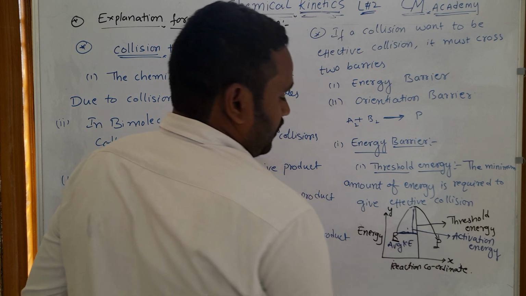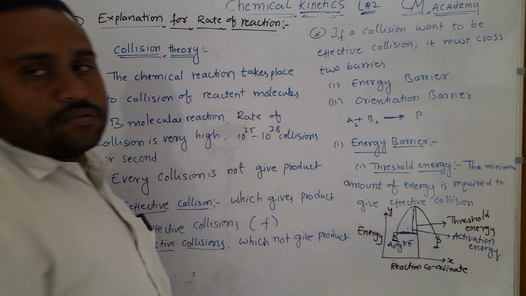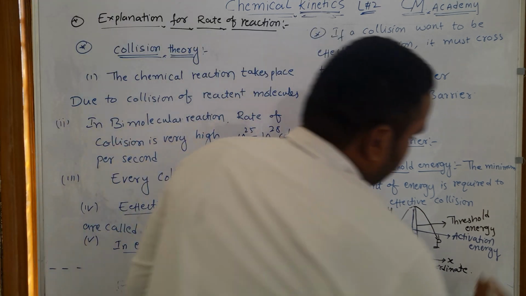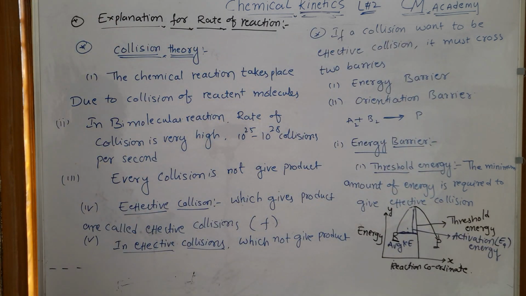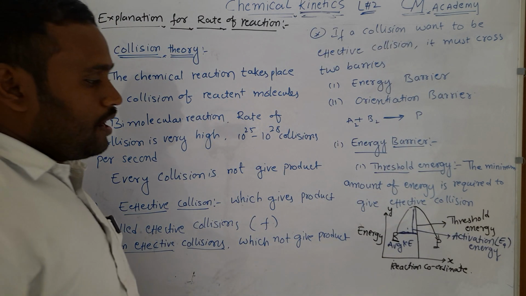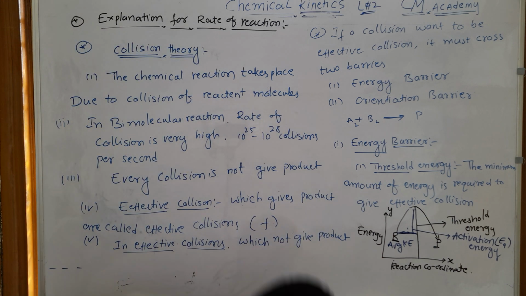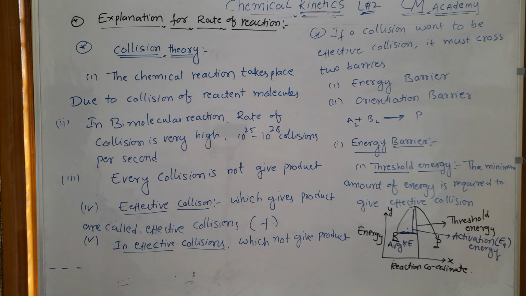How do we get the activation energy? Activation energy is equal to threshold energy minus average kinetic energy. Threshold energy minus average kinetic energy gives the activation energy. Before that, let us once again revise the collision theory.